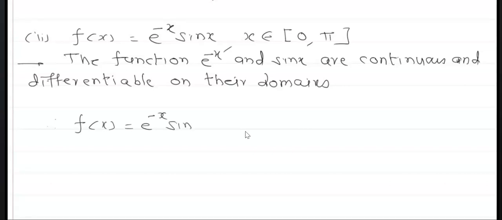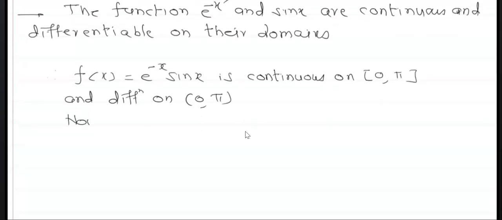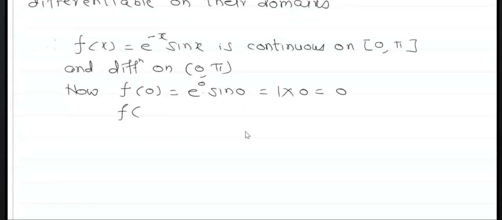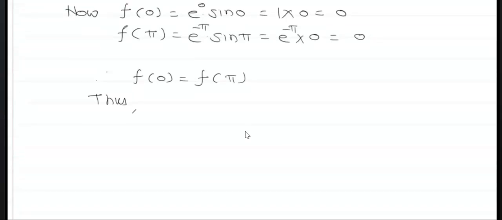Now their values. f of x is equal to e raised to minus x sin x, which is continuous on the closed interval 0 to pi and differentiable on the open interval 0 to pi. f of 0 is equal to e raised to 0 sin 0, that is equal to 0. f of pi is e raised to minus pi sin pi, and sin of pi is 0, so overall you are getting 0. f of 0 is equal to f of pi.